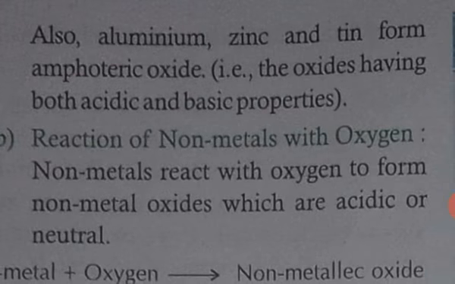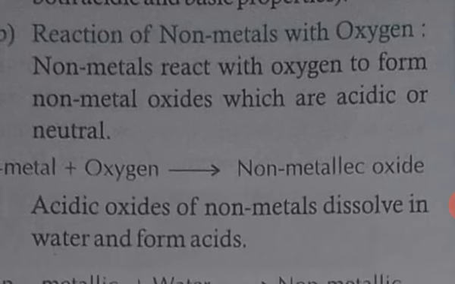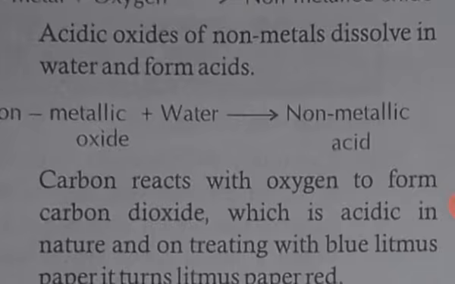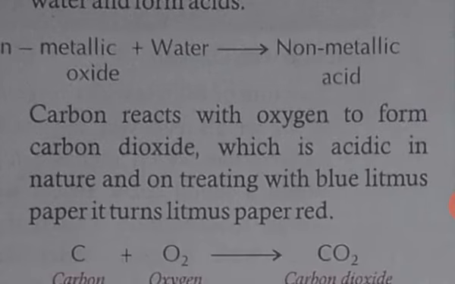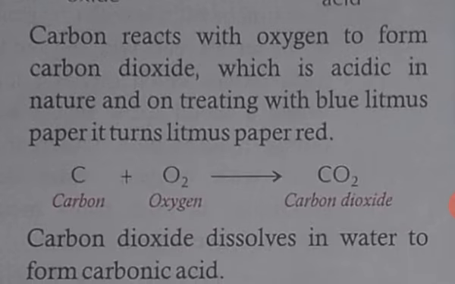Okay, and the reaction of the non-metals with oxygen. Non-metals like carbon burn in air to form the carbon dioxide, and non-metals react with oxygen to form the non-metallic oxide. Carbon reacts with oxygen to form the carbon dioxide, which is acidic in nature, and on treating with the blue litmus paper, it turns litmus paper red.